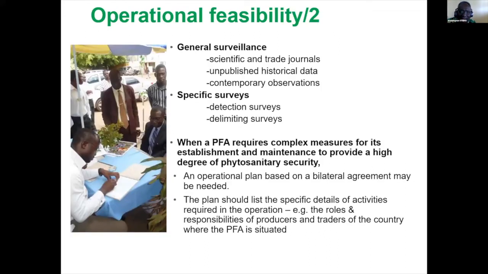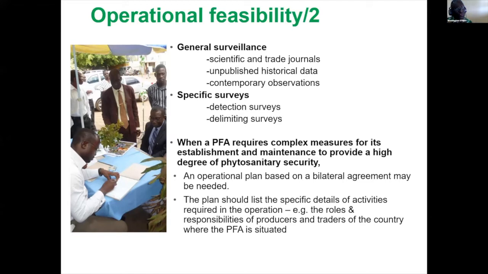The other thing is that we know general surveillance is normally just scientific search for information. I know NPPOs where if a staff member wants to search for scientific information, that is not important. They should go and inspect. Searching for that information to help write information resource about areas targeted for pest freedom is important, and may involve searching from information from unpublished historical data or contemporary observations.